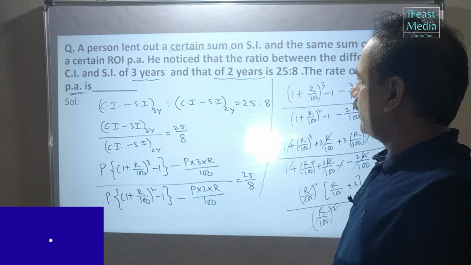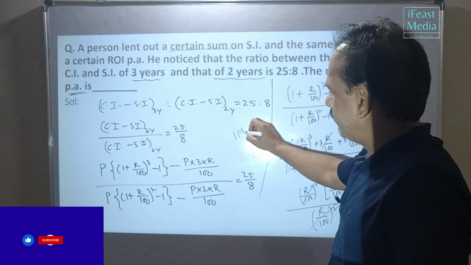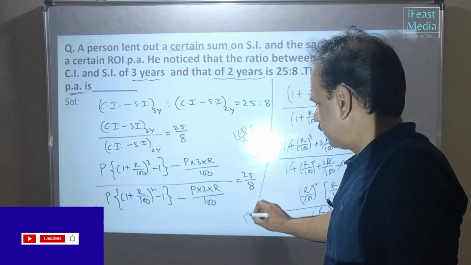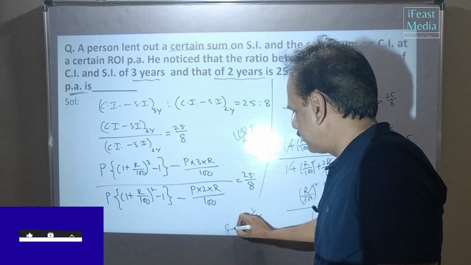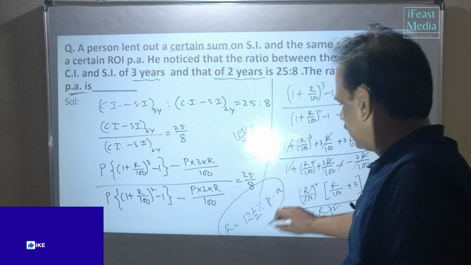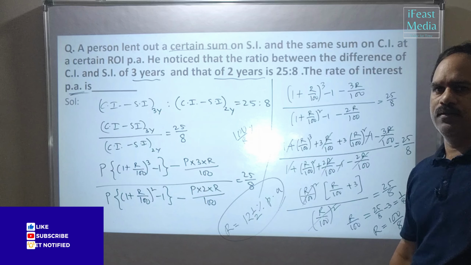So you are asked to find the rate of interest, which is 100/8 percent, which is 12.5%. R equals 12.5% per annum is the required answer.